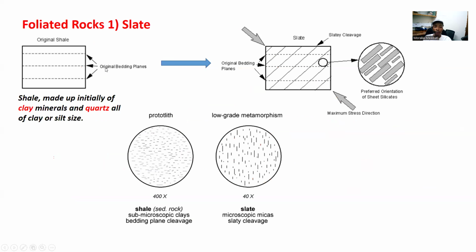So foliated rocks, for example, slate. I've already explained that if we've got the relict sedimentary beddings, and then this shale will be having clay minerals and a bit of quartz, and then you subject it to compressional stress, that will cause the clay minerals to be converted into very fine grained micas, which are cross-cutting the relict beddings, and then they're going to be aligned in a preferred orientation.